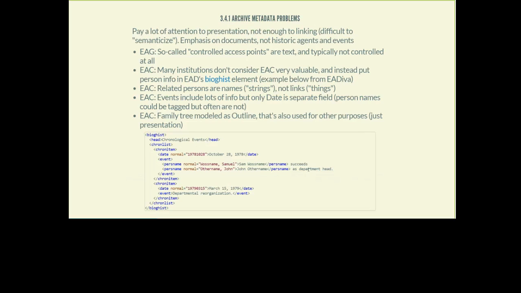One problem with the archive metadata standards is that they pay more attention to presentation. In other words, they have tags similar to HTML to be able to format the information for printing, but they don't care so much about linking, identification, and so on. So, for example, you cannot identify a person by a URL. You can structure events, let's say in a chronological list, but there's a separate field for the date. You could tag the person names, but you're not required to, and many institutions just don't do it.